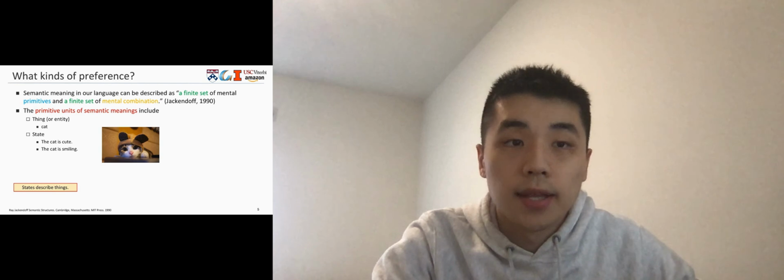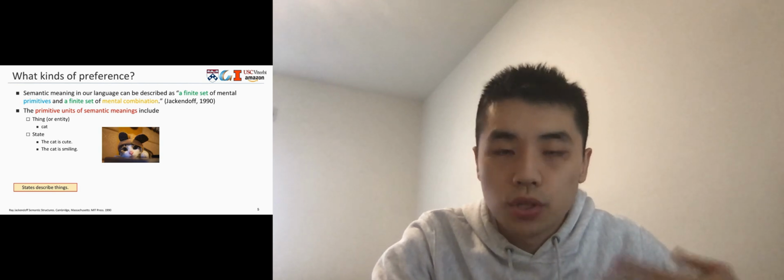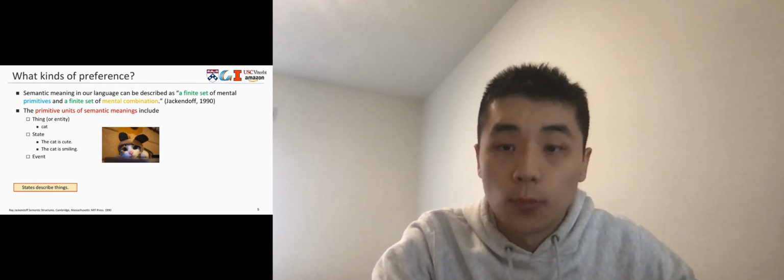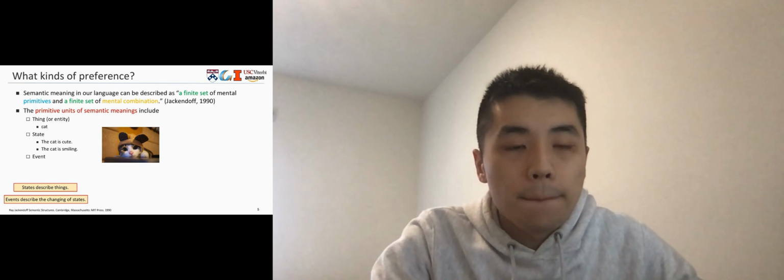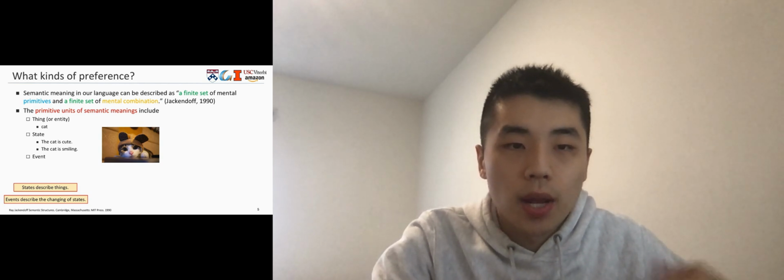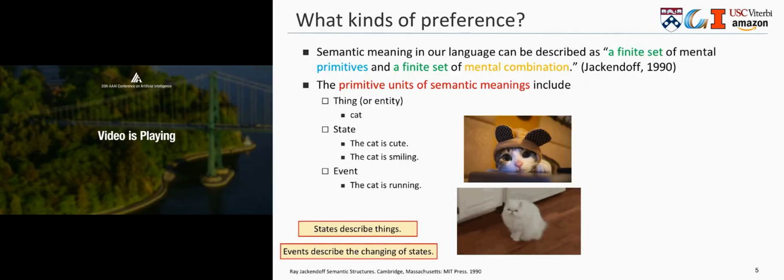Okay, so everything we have discussed so far is static. However, the world is dynamic. So we also need to understand events. Basically, events describe the changing of states. So here is an example, like this cat is running.